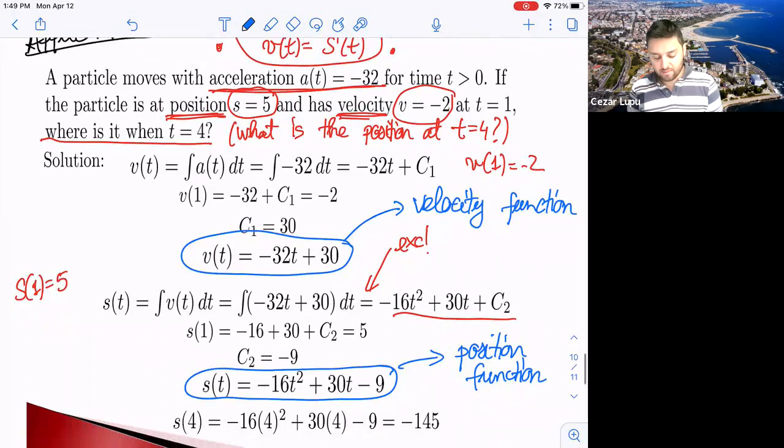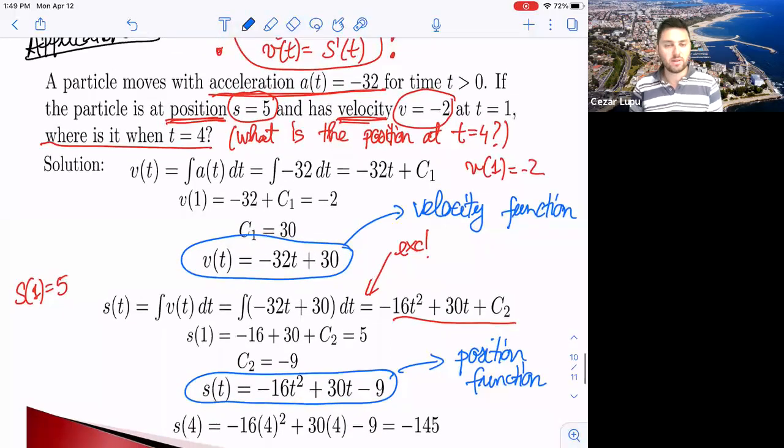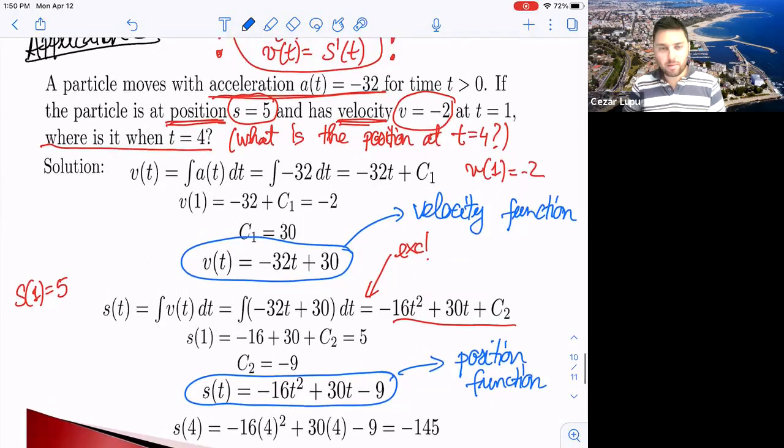You see, the moral of this problem is the following. Since the velocity is the derivative of the position and the acceleration is the derivative of the velocity, I can go back and say that the antiderivative of the acceleration is the velocity, and also the antiderivative of the velocity is the position. So I can go back, right? Any questions about this problem?